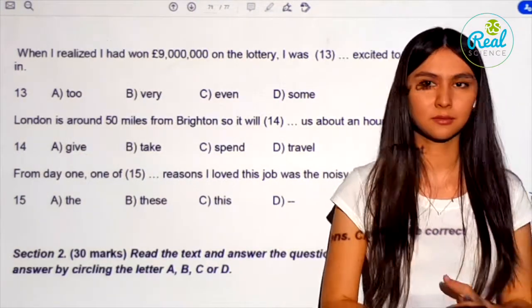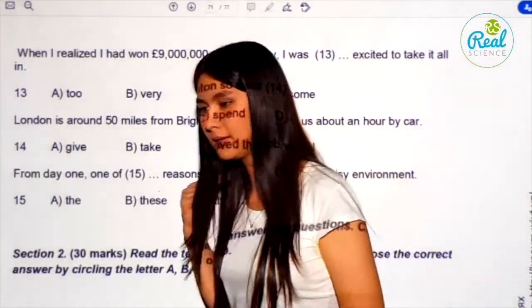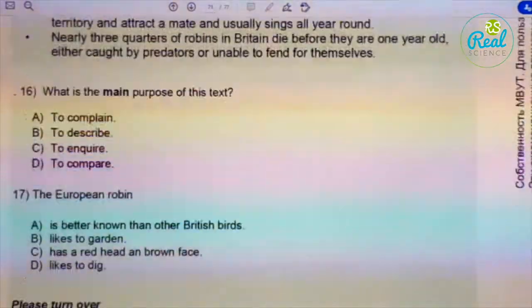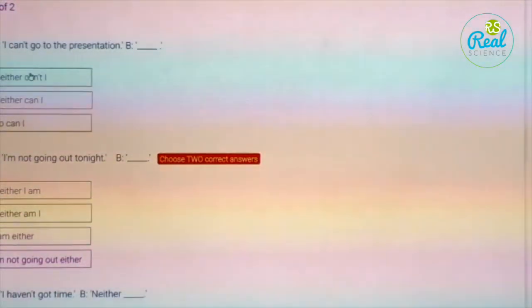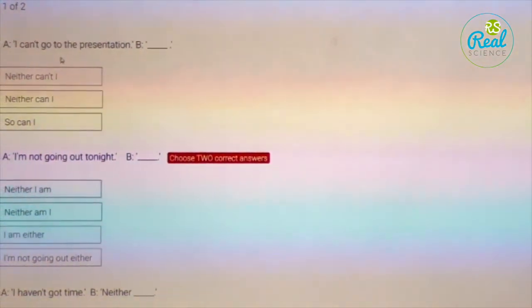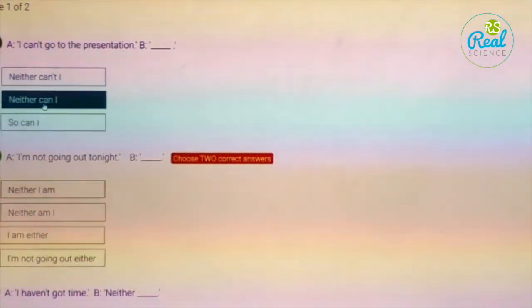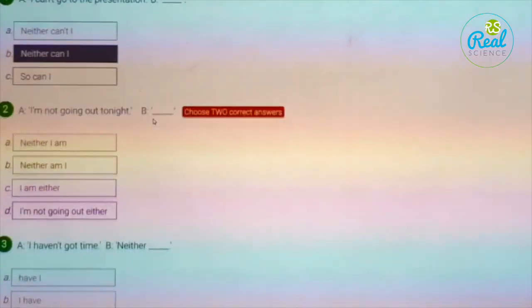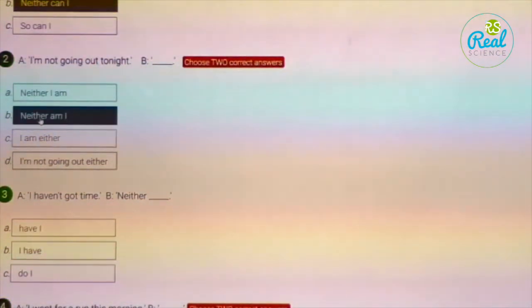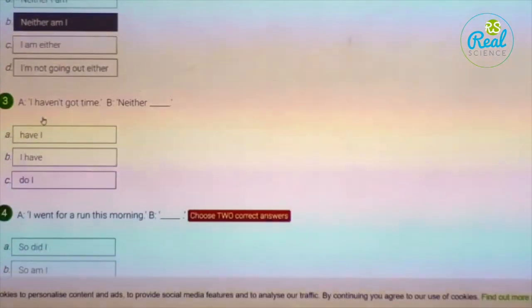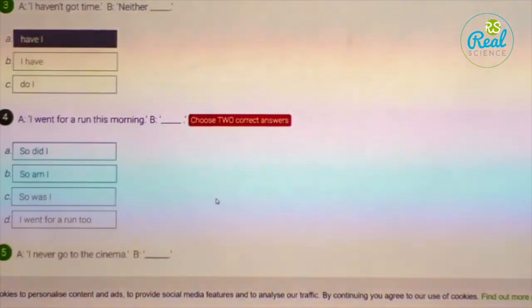Clear? Any questions regarding the test? Okay, the first one. I can't go to the presentation. Neither can I. Okay, nice. Next one. I'm not going out tonight. Neither am I. Okay, I chose B1. Good. So next one. I haven't got time. Neither A1. Have I. Good.